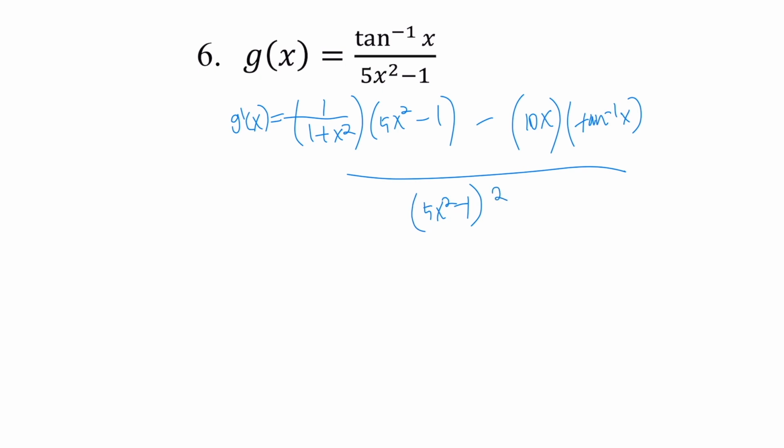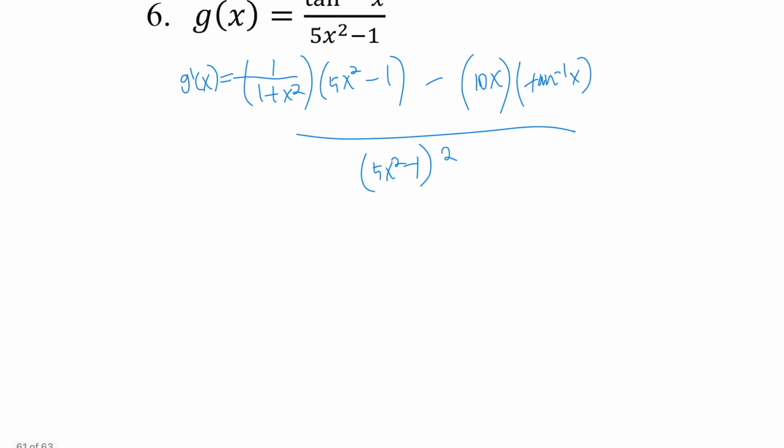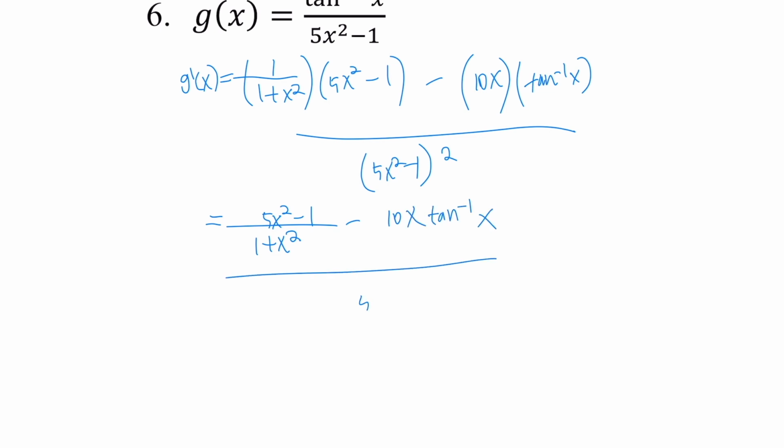And honestly, there's nothing much to simplify here except for the fact that we have a fraction over fraction. So we're just going to write this as 5x squared minus 1 all over 1 plus x squared, minus 10x tangent inverse x, all over 5x squared minus 1 to the power of 2.